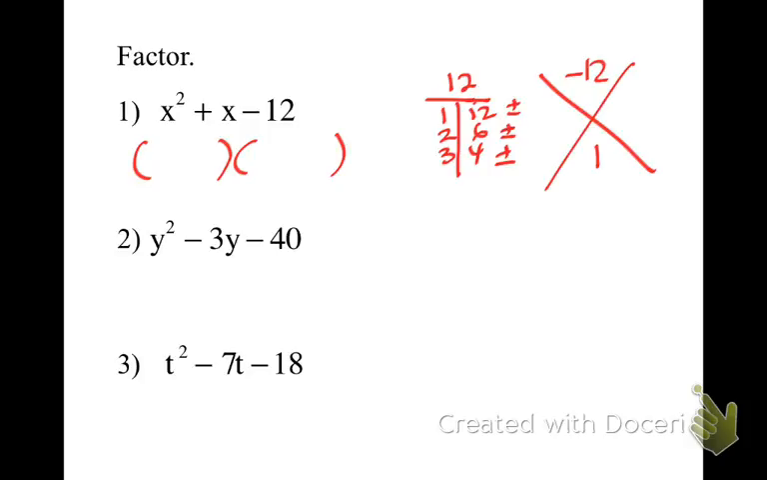Eric? What are my two factors? 3 and 4. Negative 4 and 3. Negative 4, positive 3. So we get what? What's the answer? X minus 4 times x plus 3. Good. Negative 4. So does negative 4 and positive 3 add to positive 1? Yes. Really? Negative 4 plus 3 is negative 1. So what's the answer here?